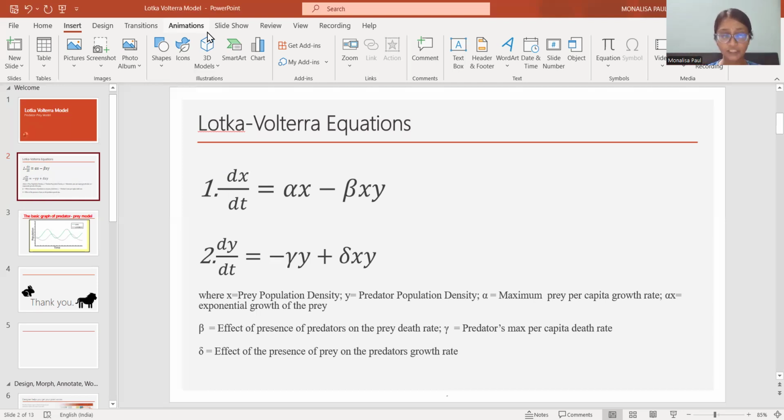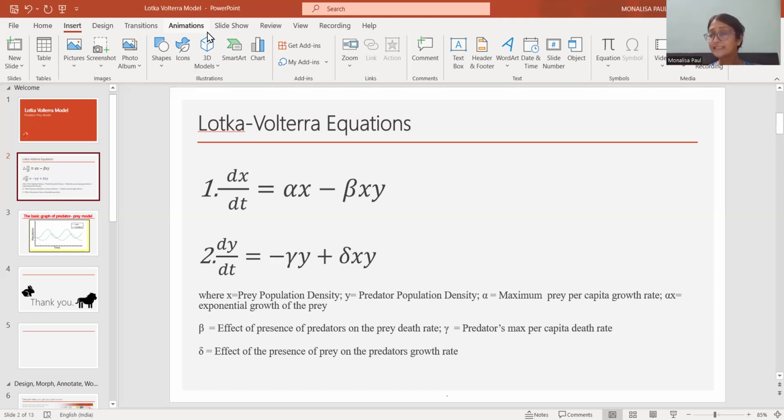Okay, that interaction is there. Now, gamma stands for the predator's maximum per capita death rate. Predators, due to emigration or any circumstances like a virus attack or natural death, the number of predators goes down. So this gamma is a factor and that's why it is minus. Why minus? Because when death occurs, it is decreasing the density of the population.